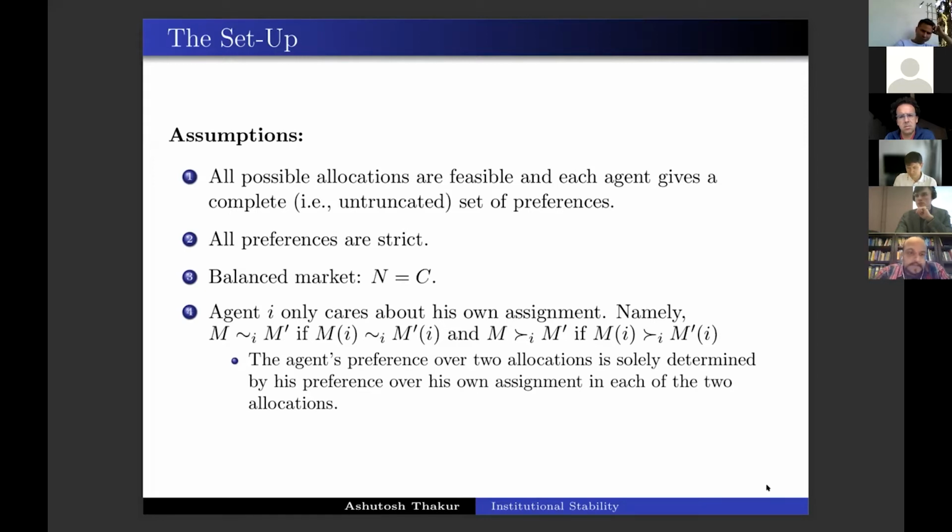And a big assumption, which you might not like at the start, but I'm going to relax this in a very major way at the end of the talk, is that the agent only cares about his own seat that he gets, his own assignment. Okay, so if he gets the same assignment in two different matchings, he's going to be indifferent. If he gets a more preferred seat in one matching relative to the other, he's going to have a strict preference. Okay, so I'm going to assume for now the agent's preferences over two allocations is solely determined by what assignment, what seat he gets.